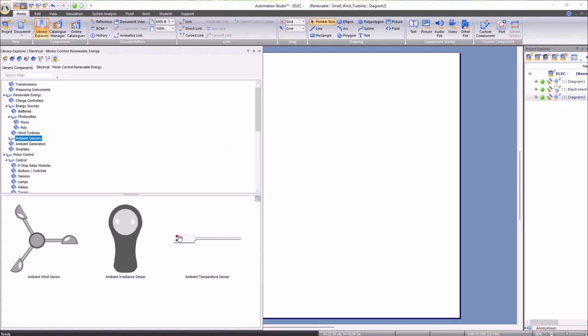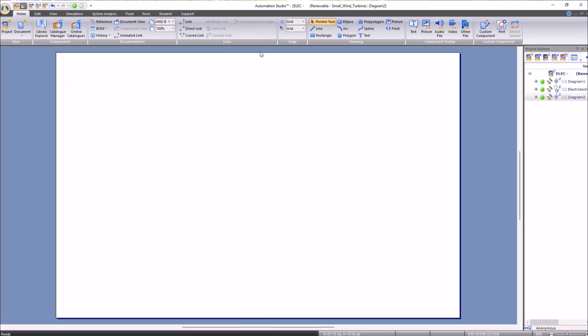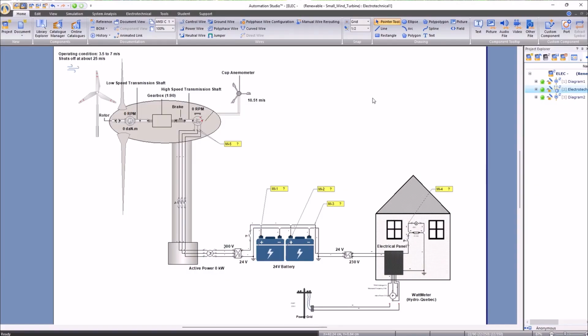We also have components such as the cup anemometer, which measures wind speed, essential for wind energy systems. Now we will look at two examples of systems built with elements from this library.